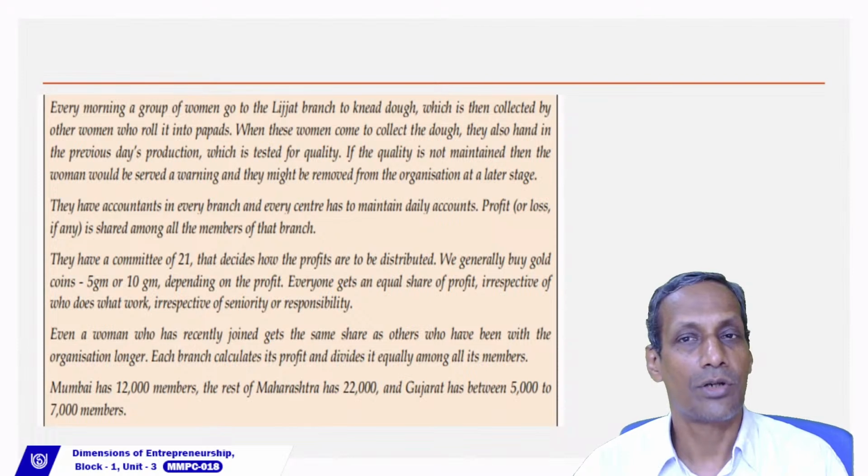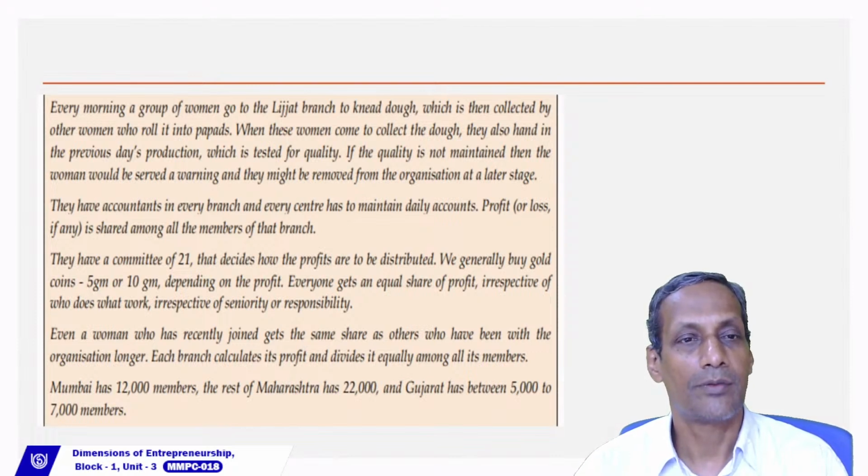If the quality is not maintained, then the woman would be served a warning and they might be removed from the organization at a later stage. They have accountants in every branch and every center has to maintain daily accounts. Profits or losses, if any, is shared among all the members of that branch.